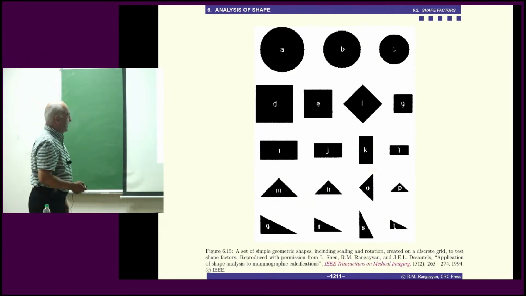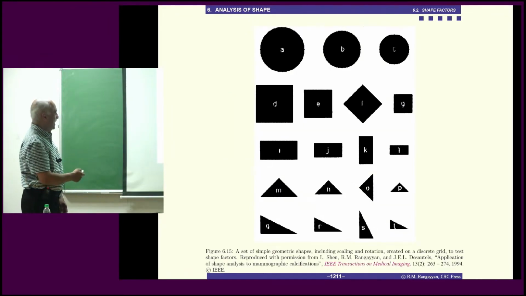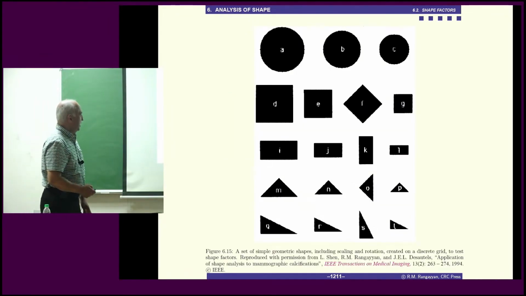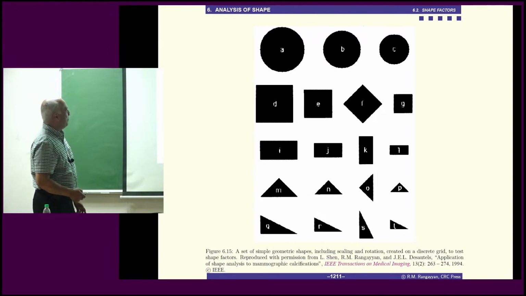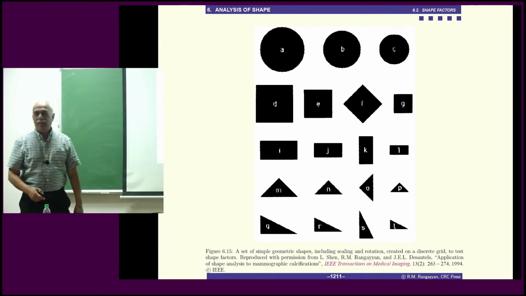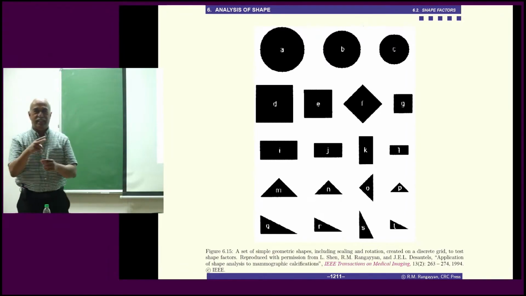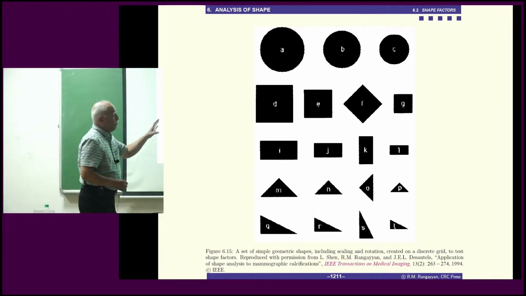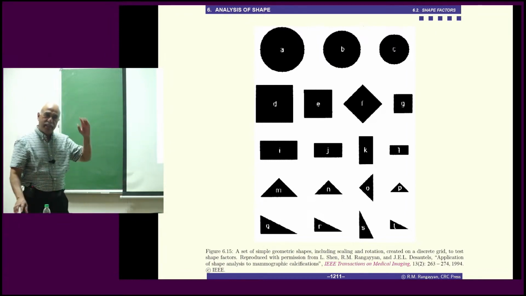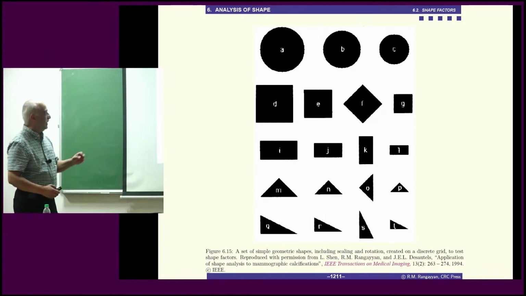So my student Liang Shen, for his master's work, did some work with generating basic shapes digitally, and also by taking black paper and cutting, like children do in kindergarten. We were making fun of him. He prepared those and then computed. Now these were digitized, so it's not digitally generated.